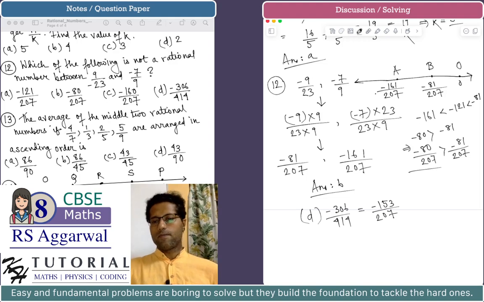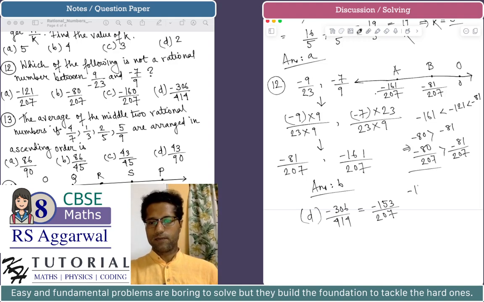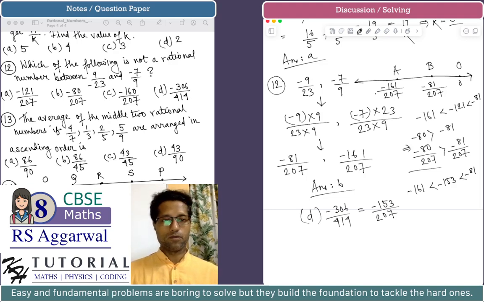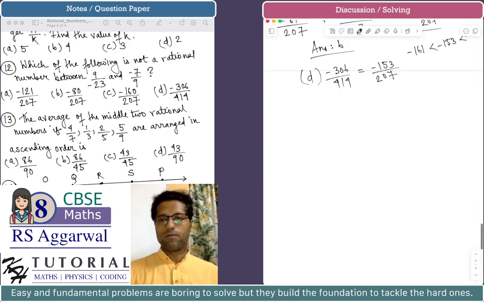as we can clearly see that minus 153 lies between minus 161 and minus 81. So the answer is B, that is minus 80 by 207 does not lie between the given two rational numbers. Okay, let's do problem number 13.